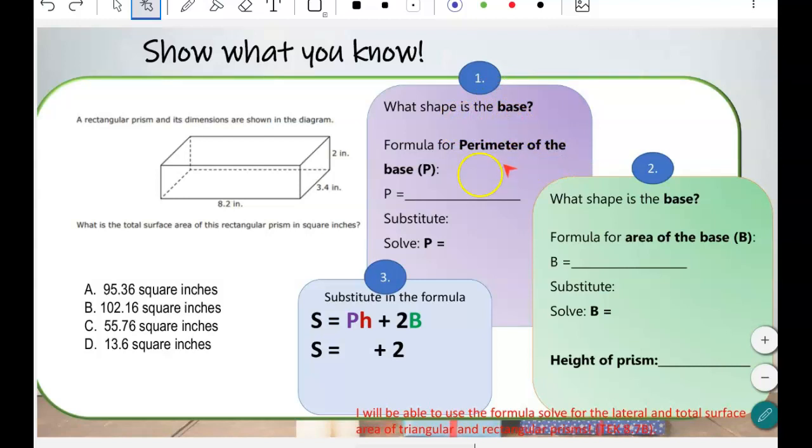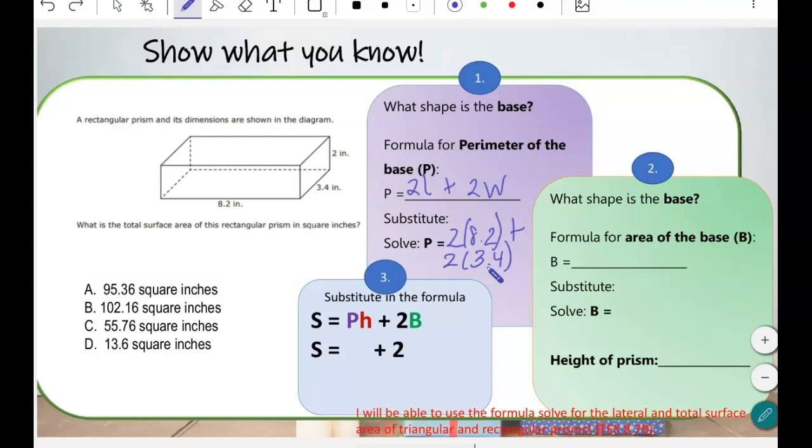The perimeter, which is going to be our P, the formula, remember, is twice the length plus twice the width. And here on the base, the length is 8.2, the width is 3.4. So we're going to do 2 times 8.2 plus 2 times 3.4. Didn't leave me enough room there. So go ahead, let's do all that in the calculator.